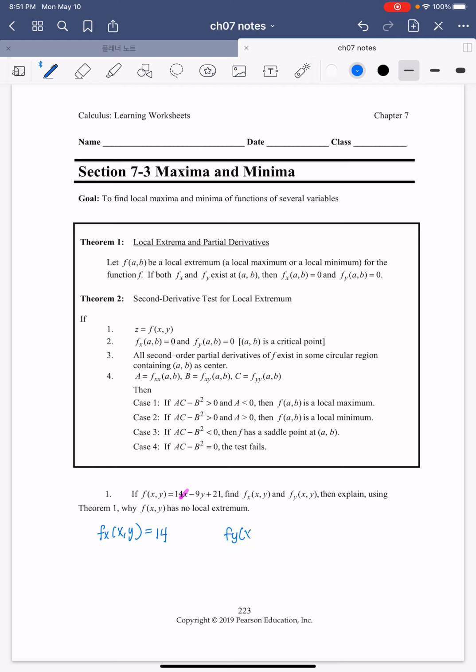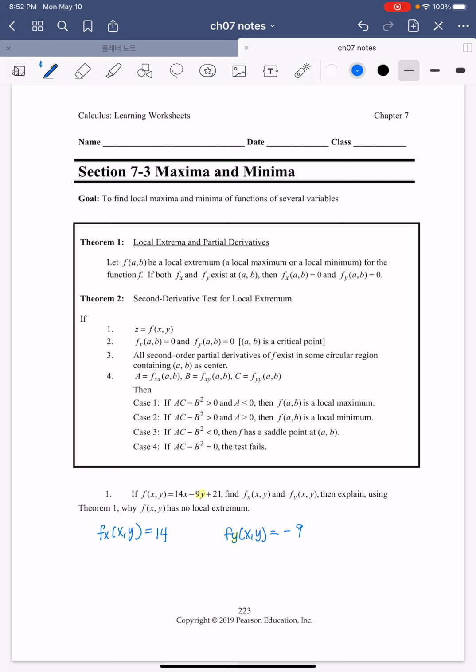For f sub y, it's the same function, but this time I'm going to take the derivative with respect to y. So this will be the variable that I am interested in. In the first term, because it's an x, it will be a constant. The derivative of 9y is negative 9. 21 is just a constant. So here we get f sub x equal to 14 and f sub y equal to negative 9.